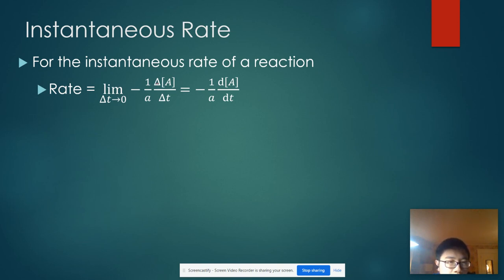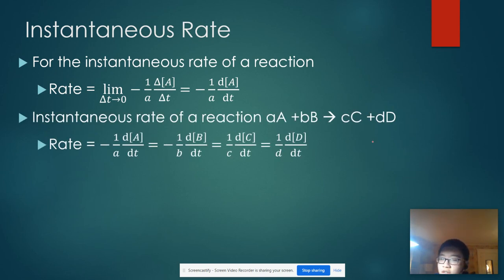So as you can see, delta A over delta t, as delta t approaches 0, is just the derivative of the concentration of A with respect to time. So the instantaneous rate of a reaction is just negative 1 over a times the derivative of A with respect to time. And for the following terms, you just change the deltas to d's, to derivatives.